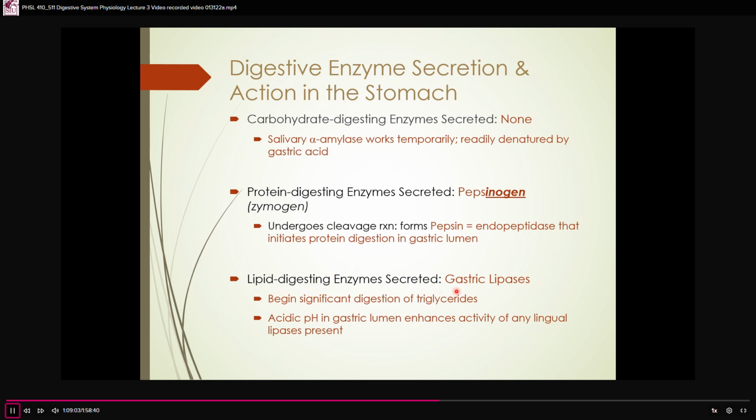We said we're going to get gastric lipases from those chief cells up in the fundus part of the body of the stomach. And this is going to start to work specifically on the triglyceride components of the lipids that we've digested. So this is going to be the enzymatic modification.